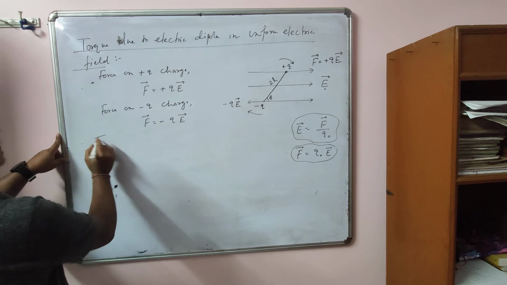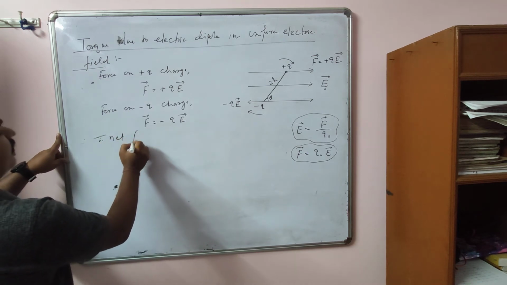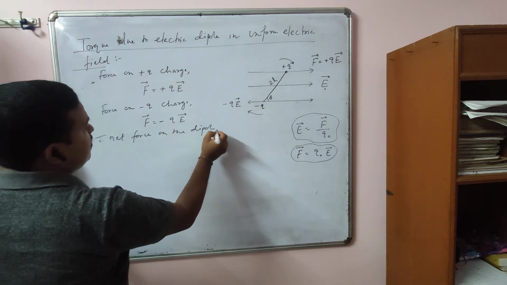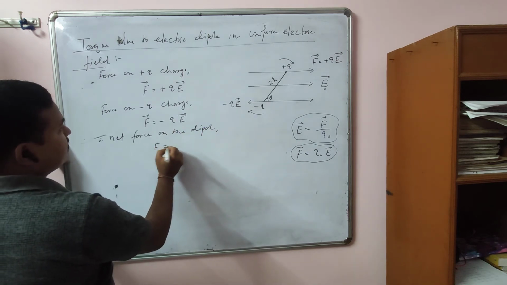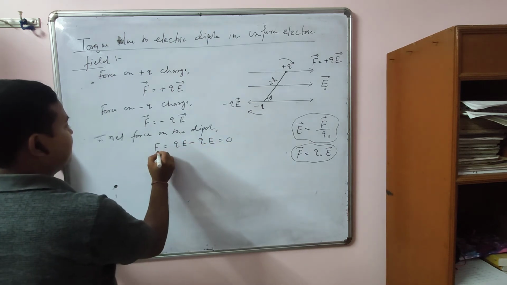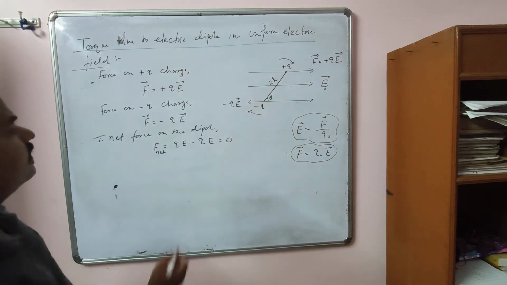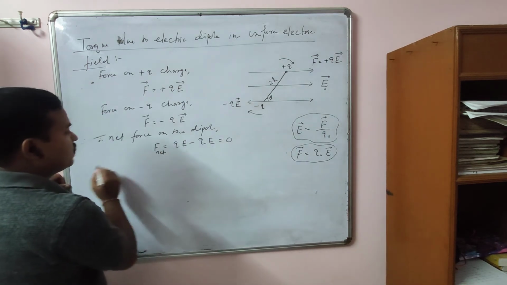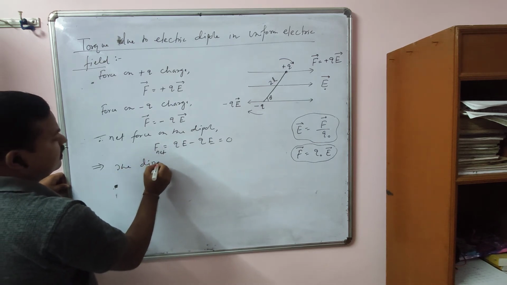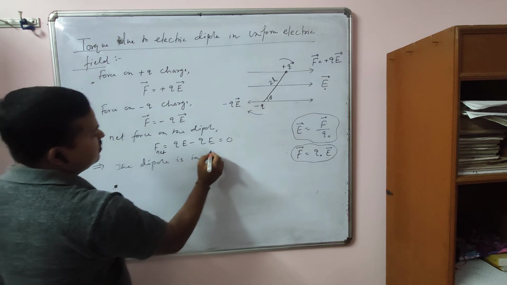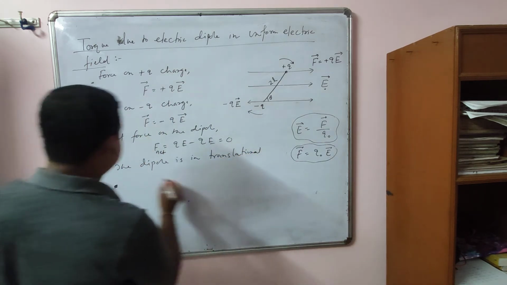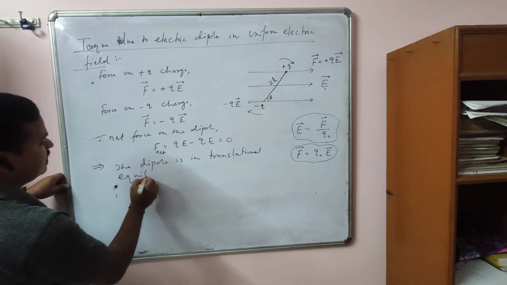And what is the expression of torque? You know. So therefore you can say that the net force on the dipole. What is the net force on the dipole? It is qE minus qE, which is equal to 0. So the net force on the dipole is 0. Total force 0 means what? It implies that the dipole is in translational equilibrium. Translational equilibrium.